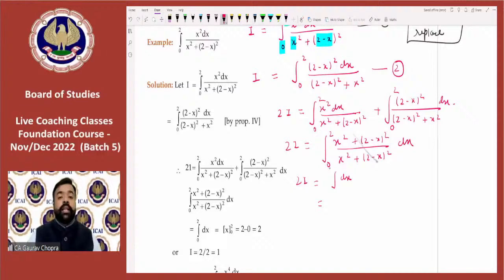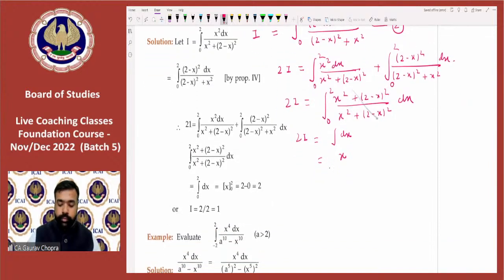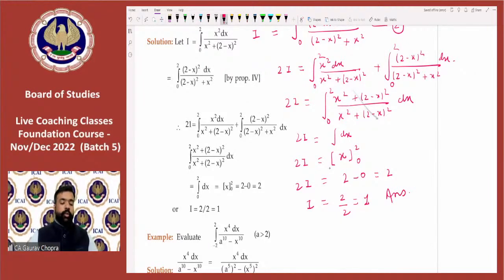So if we integrate dx, we get x, and after that we apply the limits, 0 to 2. So how much are we getting? 2 minus 0, that is 2. Now this 2 is the value of 2I. So what is the value of I? It becomes 2 upon 2, that is 1. So 1 becomes the final result.